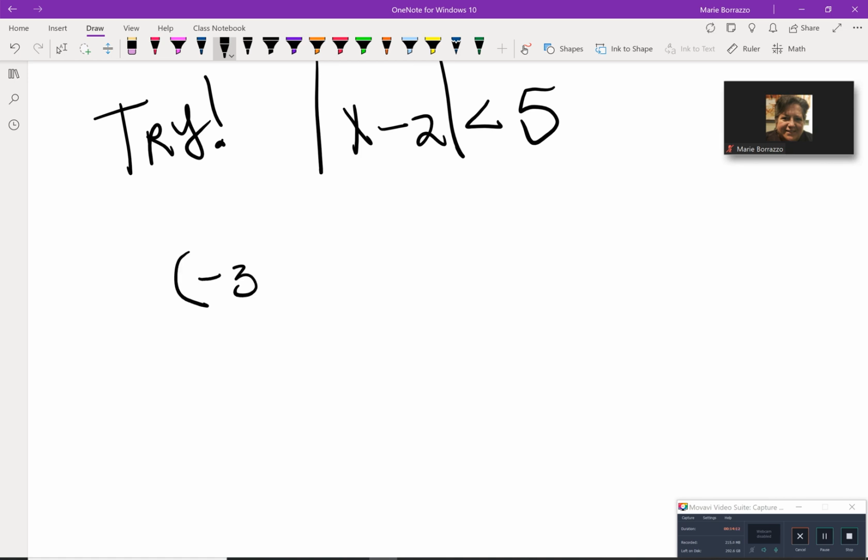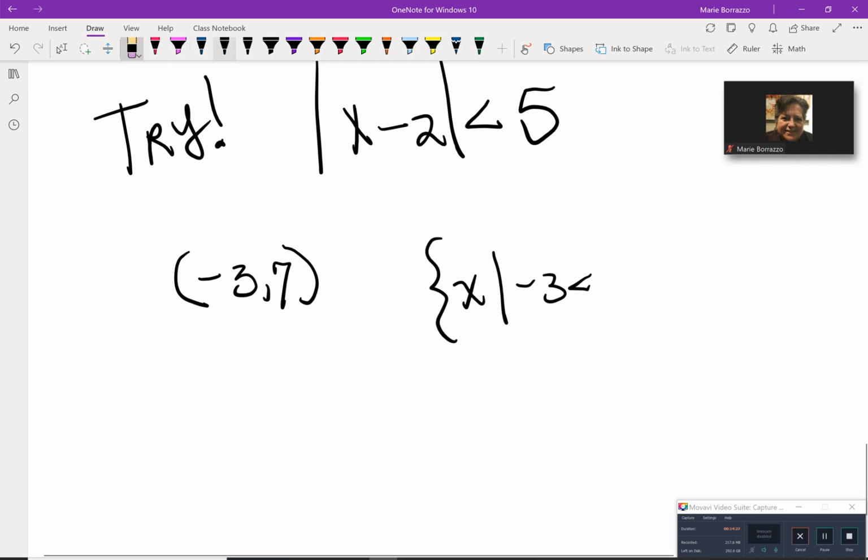So the solution in interval notation for this should be (-3, 7). In set builder notation, you have values where x is greater than -3 and x is less than 7. And so there you go, in interval notation and in set builder notation.